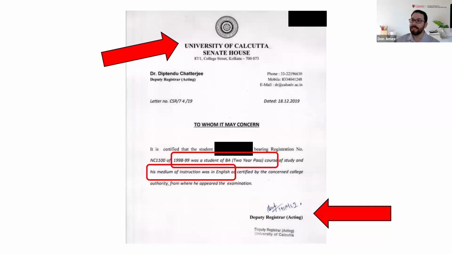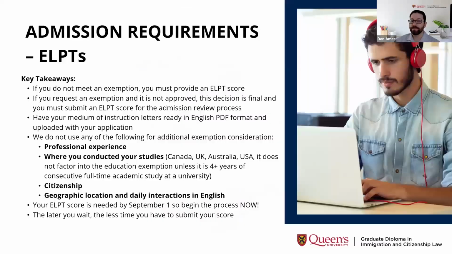If it's not listed anywhere that the medium of instruction from your post-secondary studies on your transcript were done in English. So some key takeaways. If you don't meet the exemptions or one of the exemptions that I've just listed, you must provide an ELPT score by September 1st.